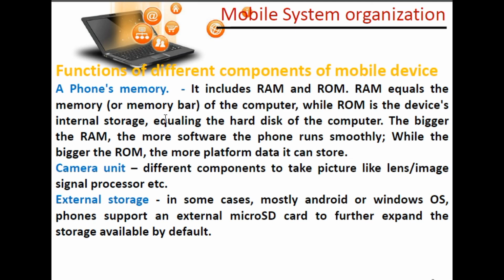Camera unit: different components to take pictures, like lens, image signal processor, etc. External storage: in some cases, most Android phones, or we can say Windows operating system phones, support an external micro SD card to further expand the storage available by default.